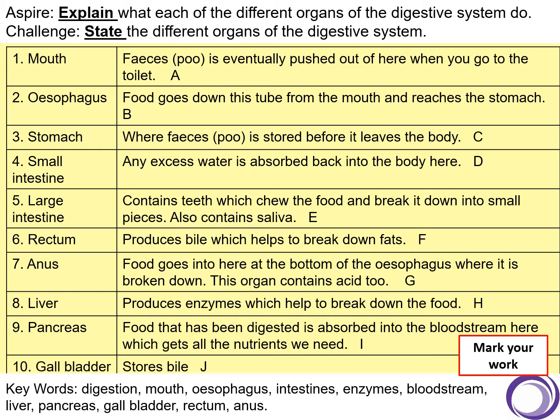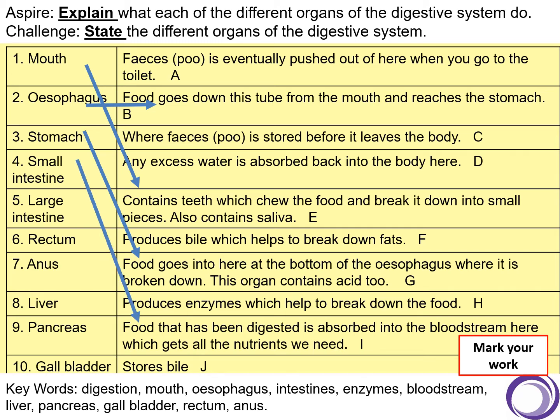Okay, time up. So let's go through now and mark the answers. So number 1, the mouth, goes with E, which is contains teeth which chew the food and break it down into small pieces, also contains saliva. Number 2 goes with B, food goes down this tube from the mouth and reaches the stomach, and that is the esophagus. Number 3, the stomach, goes with G, so food goes into here at the bottom of the esophagus where it is broken down. This organ contains acid too.